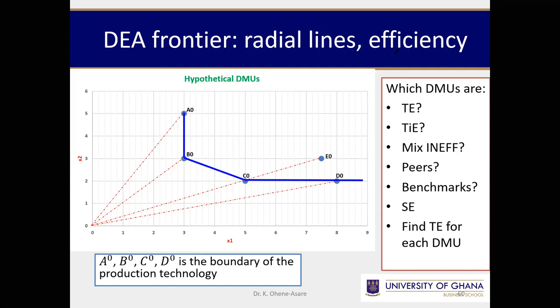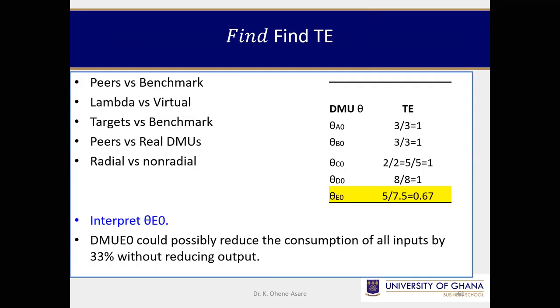Now I'm going to ask you all some questions to be sure whether you've been following so far, and I will do a random selection of your names. Now, who can distinguish between peers and benchmark for me? Peers and benchmark. Raise your hand. Savior, please. Peers or benchmark? Doug: A peer is a real DMU which is strongly efficient. However, a benchmark can be either a real or a virtual DMU, which is strongly efficient.